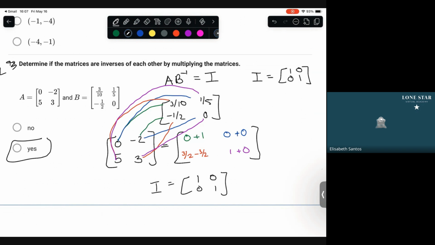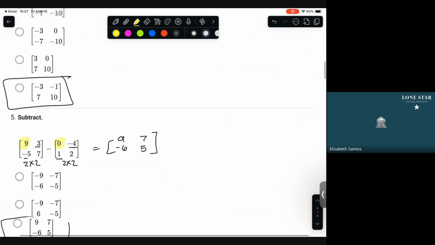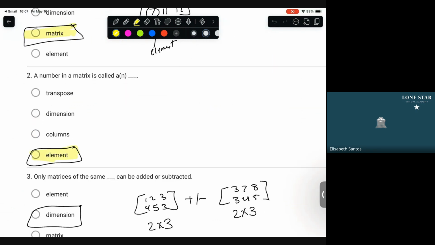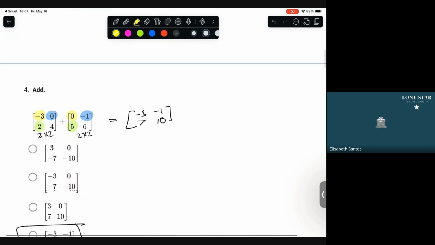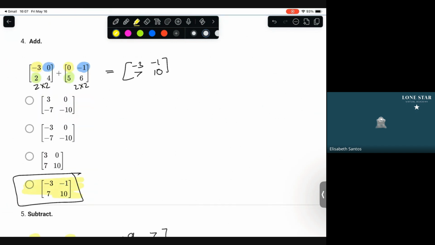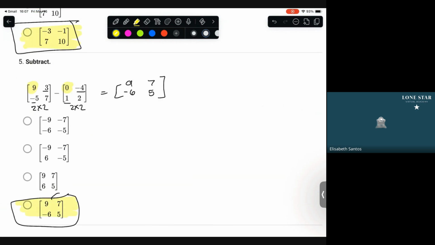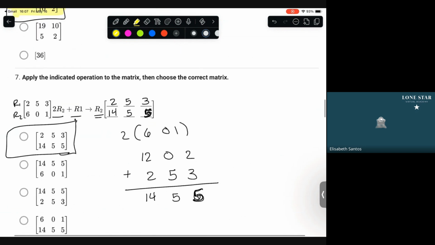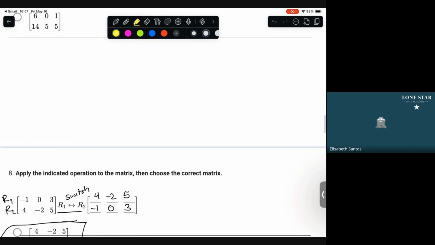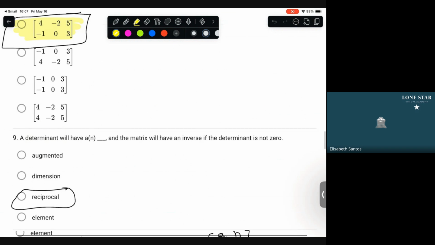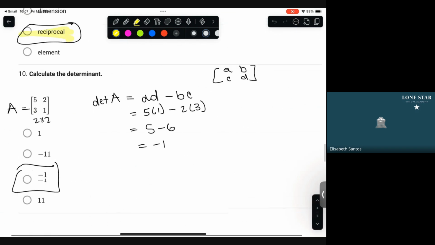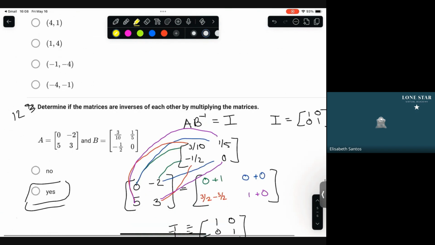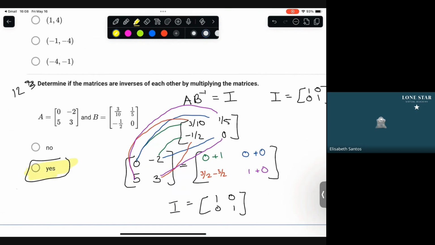Okay, so let's go ahead and go over our answers. So the first one is matrix, 2 is element, 3 is dimension, 4 is this matrix, 5 is this matrix, 6 is this one, 7 is this one, 8 is this one, 9 is reciprocal, 10 is -1, 11 is 55, and then 12, last one is yes. And that's it.